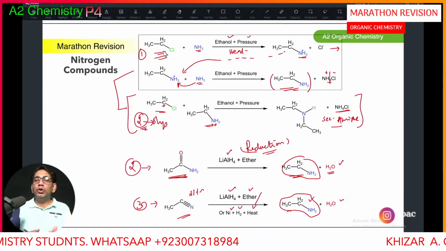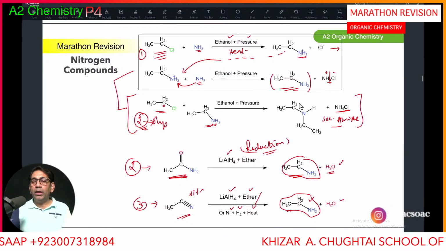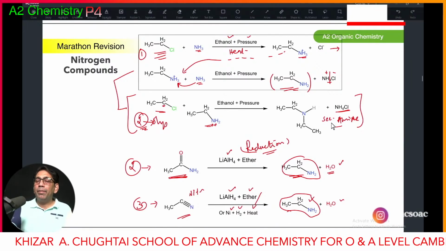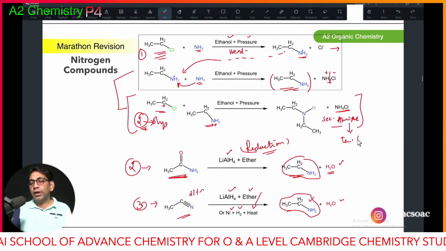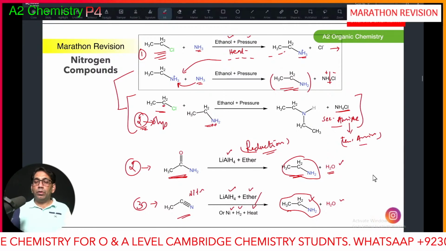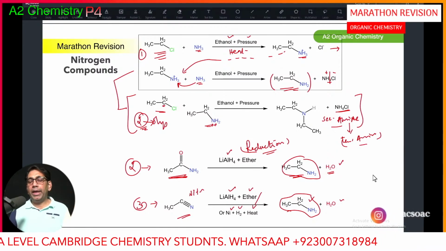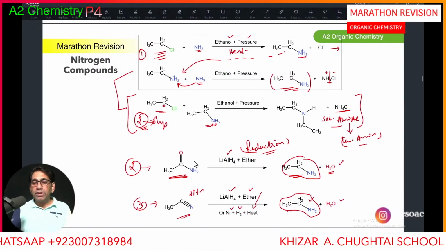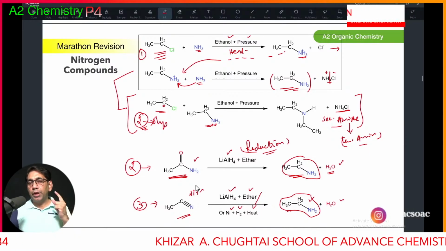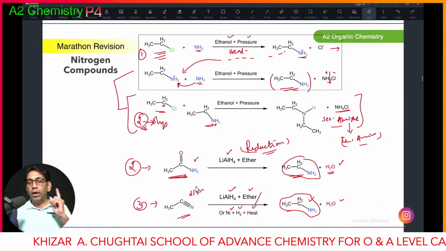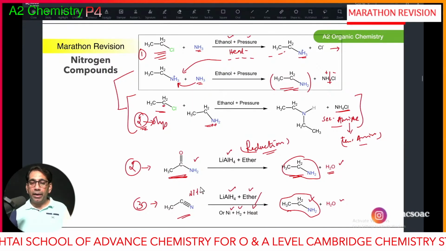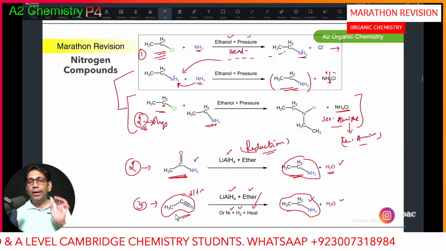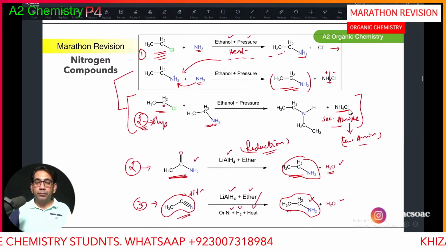Using haloalkane, you can convert primary amine into secondary amine, and even convert secondary amine into tertiary amine. So with the help of haloalkane, you can synthesize primary, secondary, and tertiary. But if you're starting from amide, you can prepare only one amine, that is primary amine. If you're starting from nitrile, you can make only one amine, primary amine.